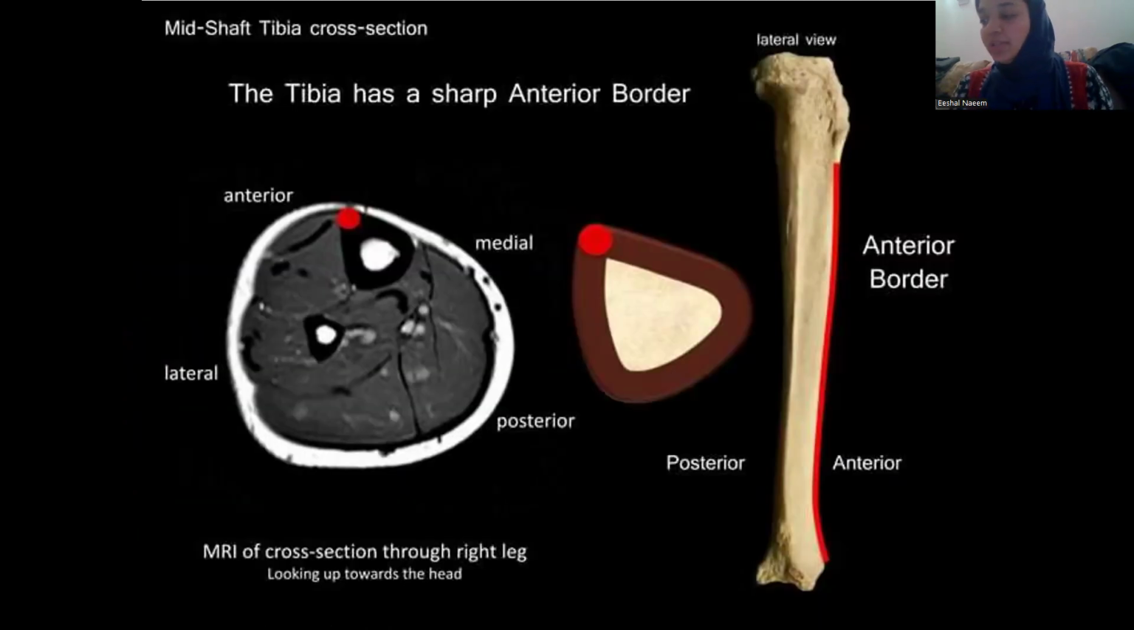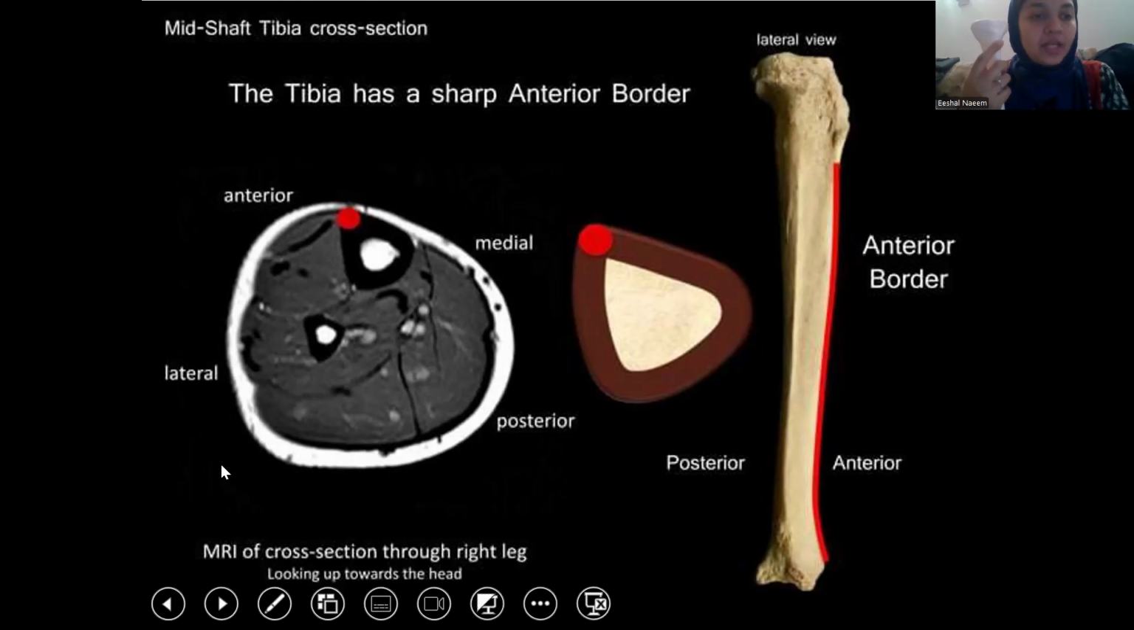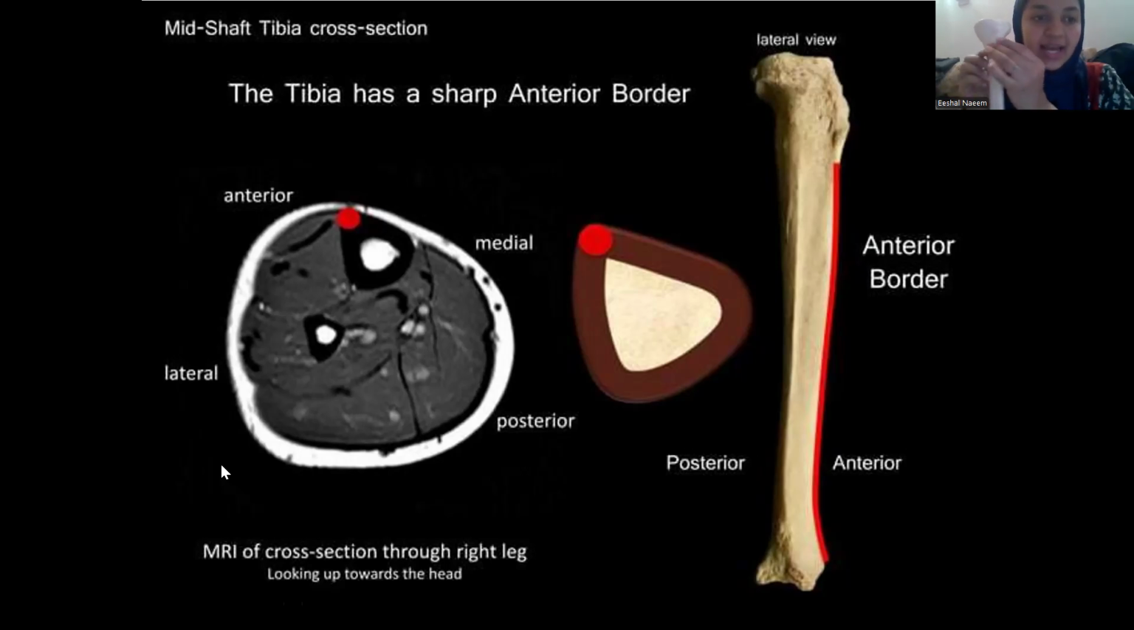So when we're talking about the borders, we're first going to talk about the anterior border. Where does it start from? It starts from just below the tibial tuberosity and continues all the way to the anterior border of the medial malleolus. Remember this medial malleolus I told you about? This extended part of the bone is the medial malleolus. When you run your finger down, it curves to go to the anterior border of the medial malleolus. Okay, now this is the anterior border.